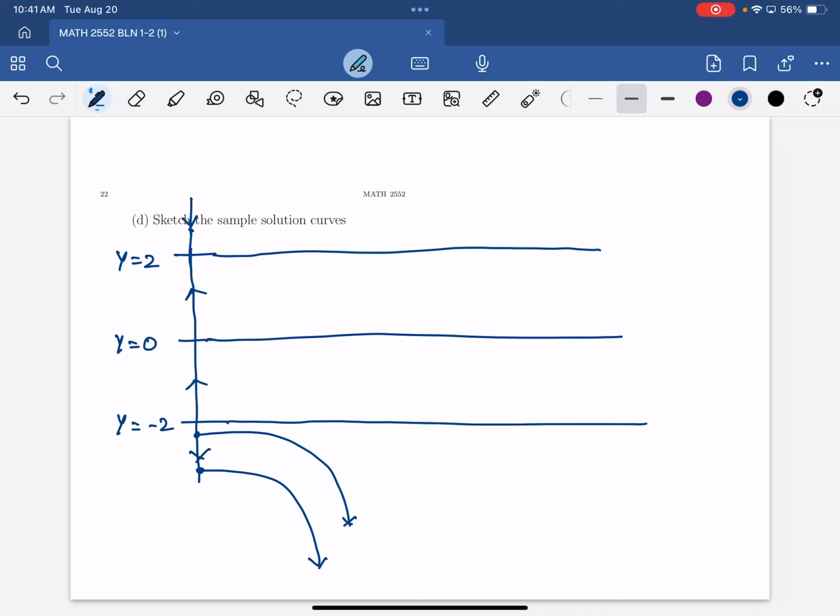Now, if my solution begins here, you see, it should move away from y equals -2, but it should converge to y equals 0. So it goes like this and changes its concavity and then converges to y equals 0. Does it make sense? Using the same logic of the previous problem. Clear?